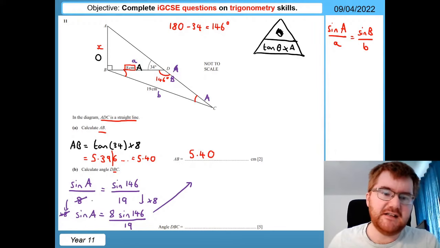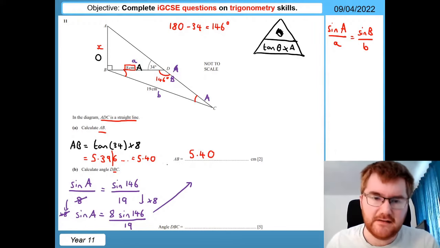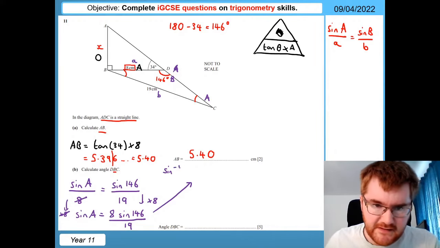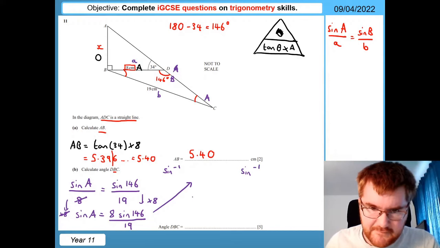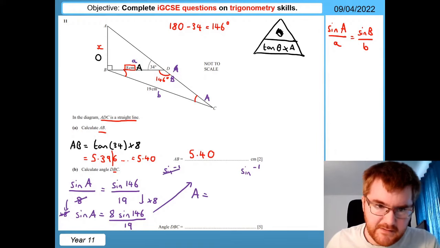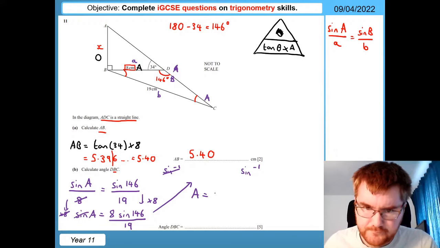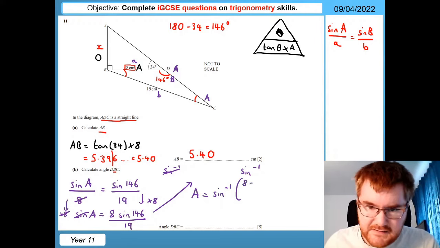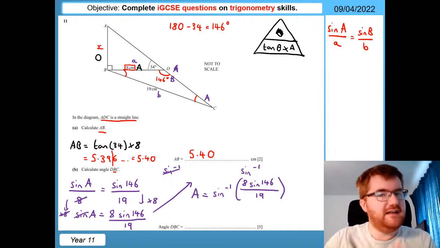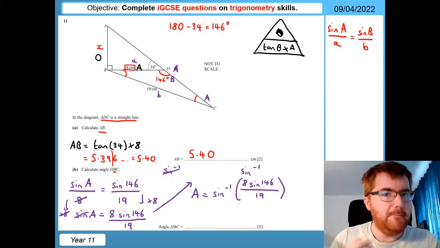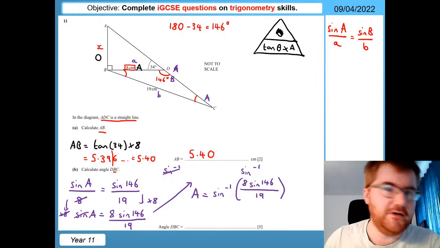So then we have the sine of the angle. So what's the opposite of sining? Well, that's going to be the inverse sine. And remember, we do that to both sides. So that's going to give us A, because this part and this part cancel. And so we get the sine inverse of 8 sine 146 over 19. And notice I haven't rushed to my calculator here until I've got it in a form that I like, and try and minimize any of those rounding errors as we go through the problem.